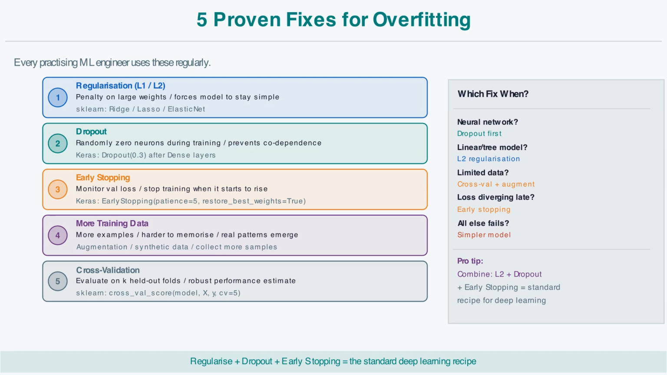Fix 5: cross-validation. Instead of evaluating on a single held-out set, you split your data into 5 or 10 folds and train and evaluate on each one. This gives you a robust, unbiased estimate of true generalization performance.